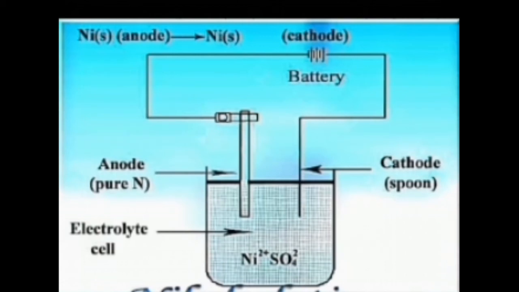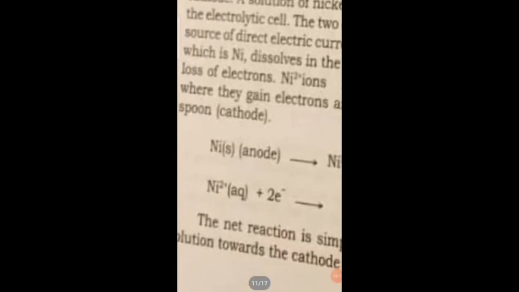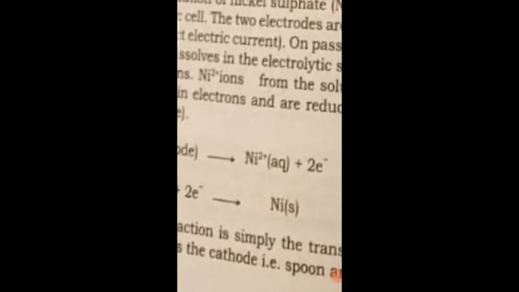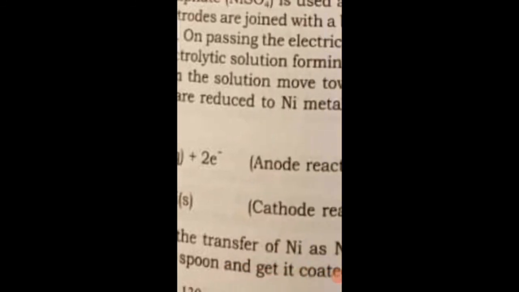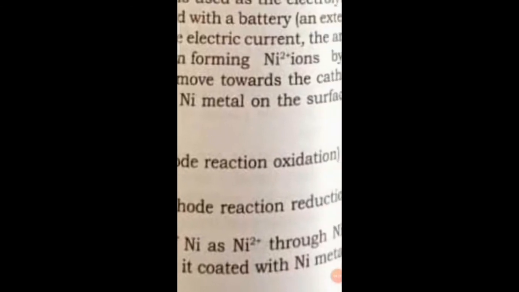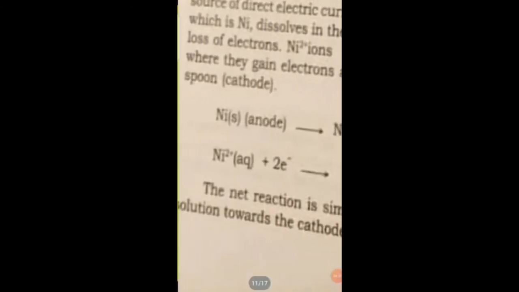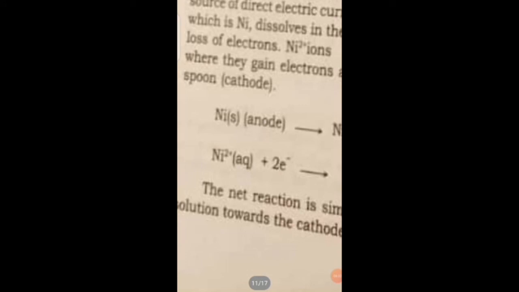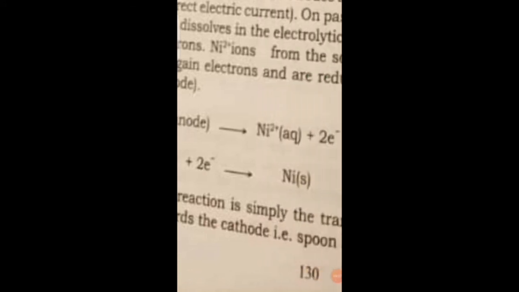Again, this is the whole cell in which the cathode is a spoon and the anode is pure nickel. When the current starts flowing through it, pure nickel dissolves into the electrolytic solution, which is the action going on at the anode. You will see Ni solid dissolving in the liquid. This is the oxidation process at the anode, and at the cathode this is the reduction process, and pure nickel will be obtained from this process.